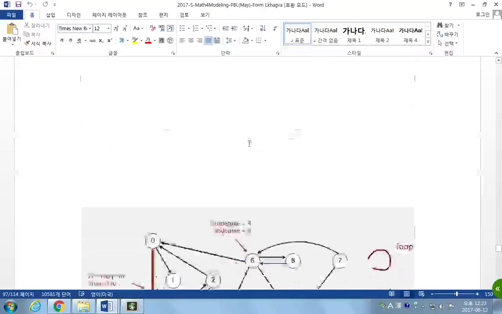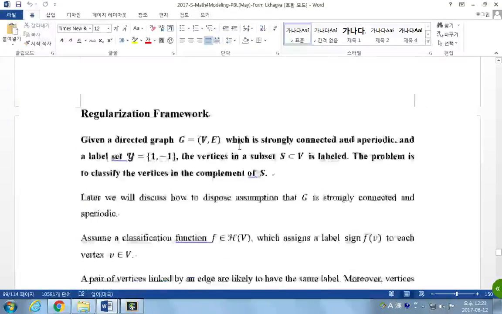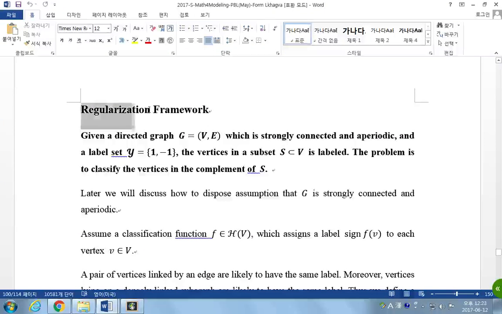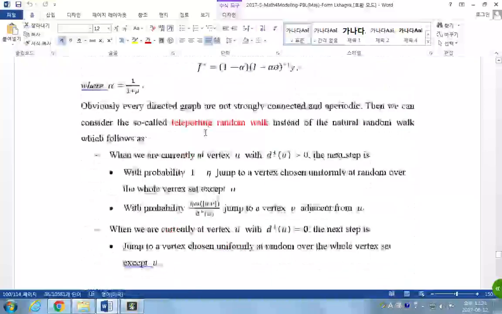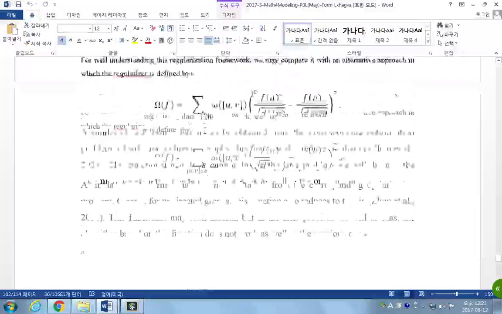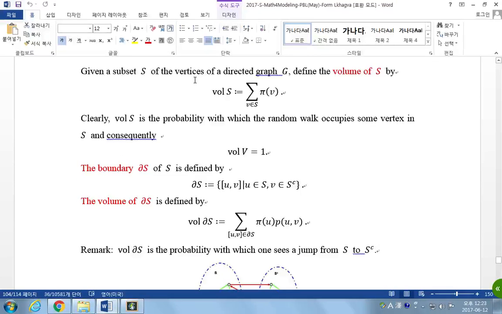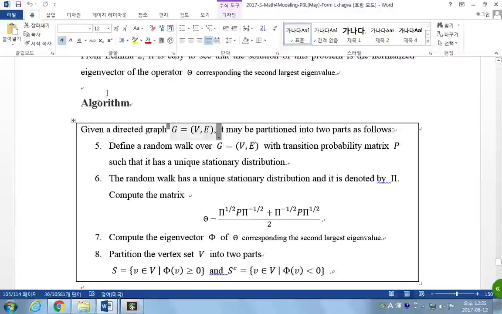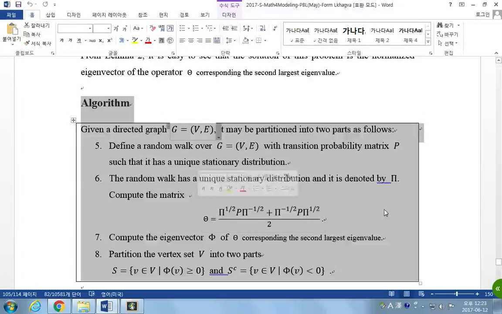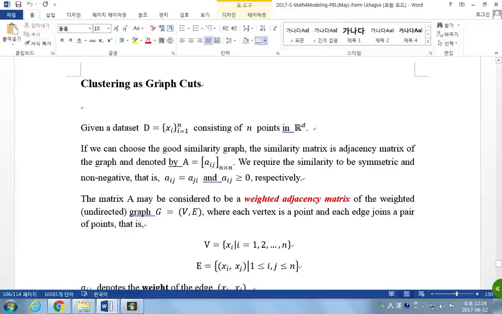The first two parts I have already introduced before. The first part is the regularization framework. This is the main problem. Next part is directed spectral clustering, and the main result is this algorithm, how it works. Today I will introduce clustering as graph cuts.